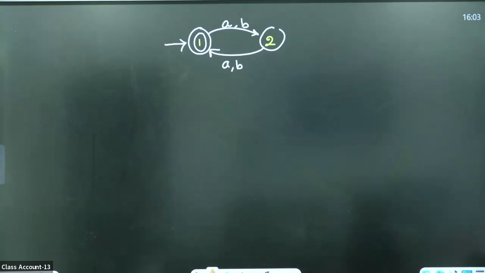DFA says that for every input, exactly one transition from every state. NFA says that keep anything. So having one transition is also covered in anything. Are you able to understand? This is a DFA, so NFA too. Every DFA in the world is an NFA. No doubt it is a DFA, but also NFA. Correct?